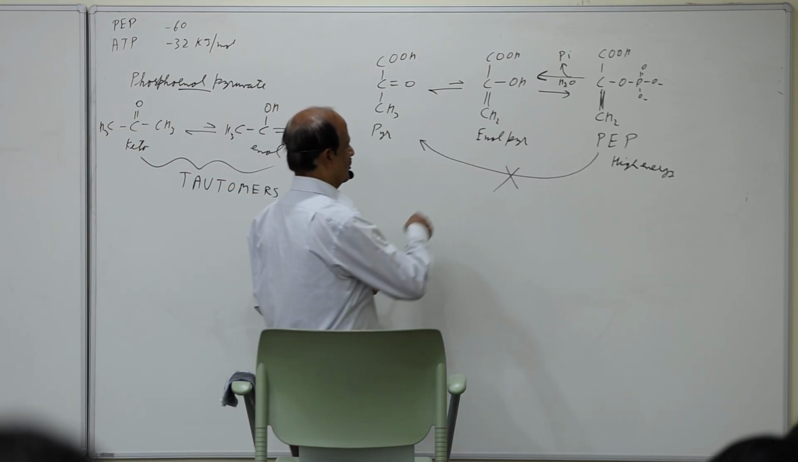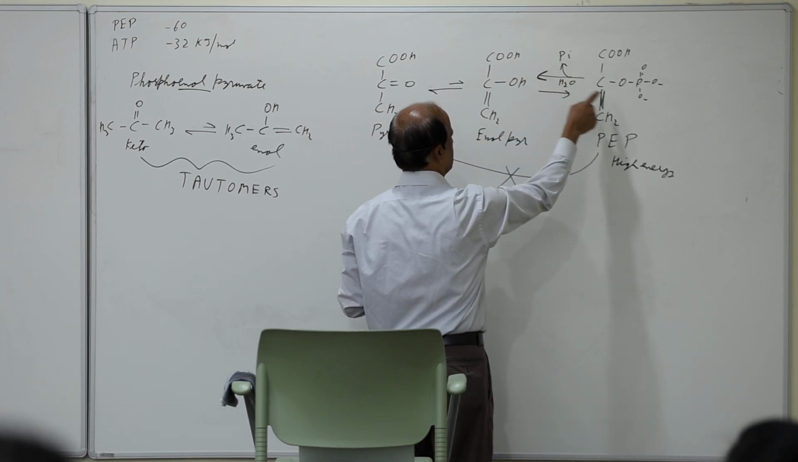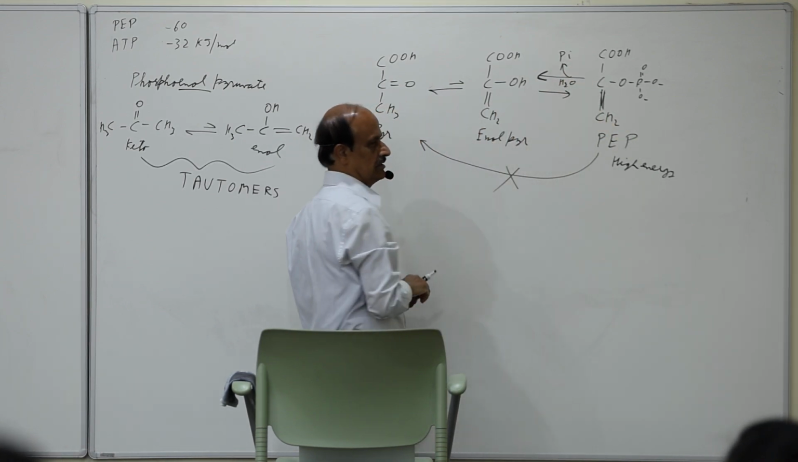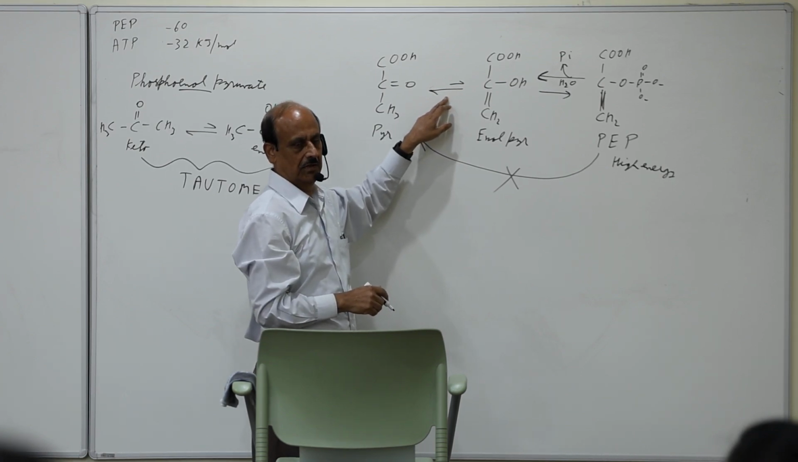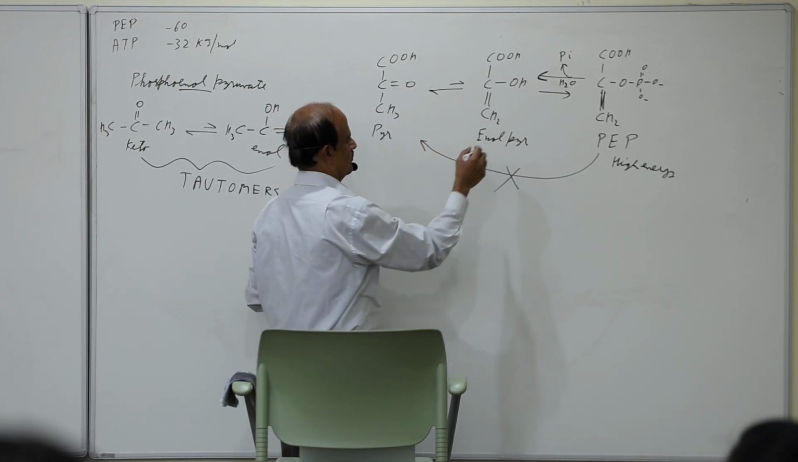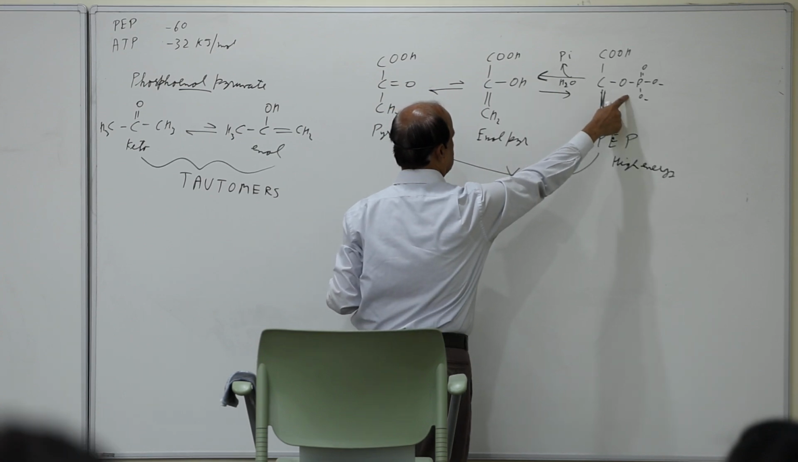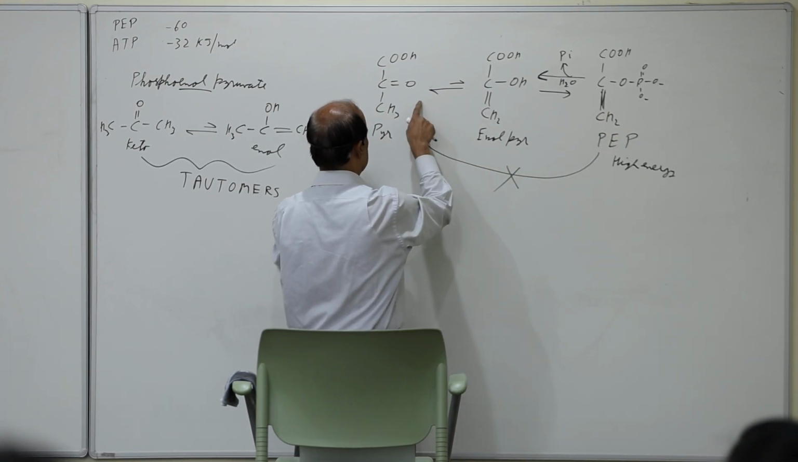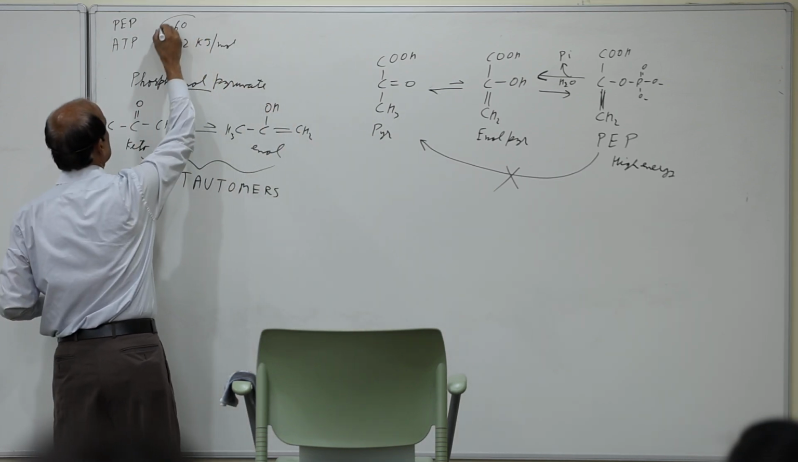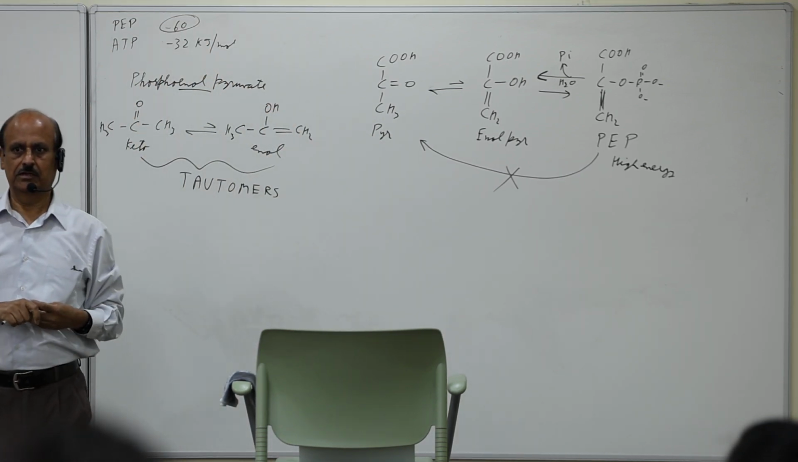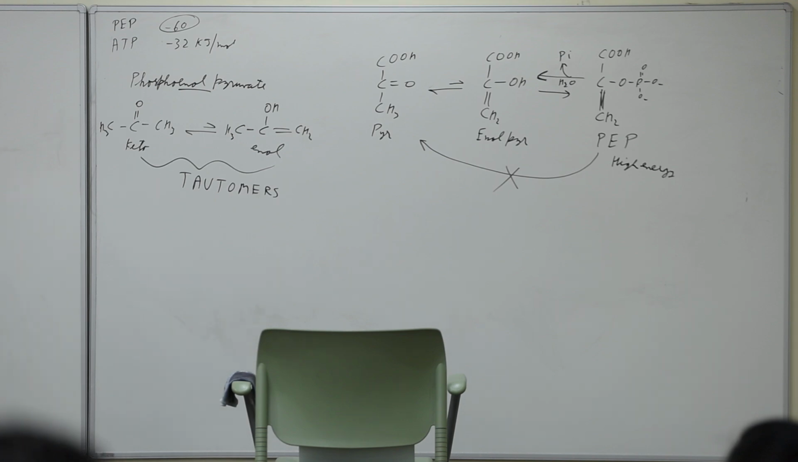So if you add water and remove the phosphate, then this becomes the enol, and the enol immediately equilibrates to the ketone. And that's how it releases a lot of energy. So as soon as you remove this phosphate, it goes in this direction, which is more stable, and that releases this much of energy. And that's why phosphoenol pyruvate is a high energy compound.